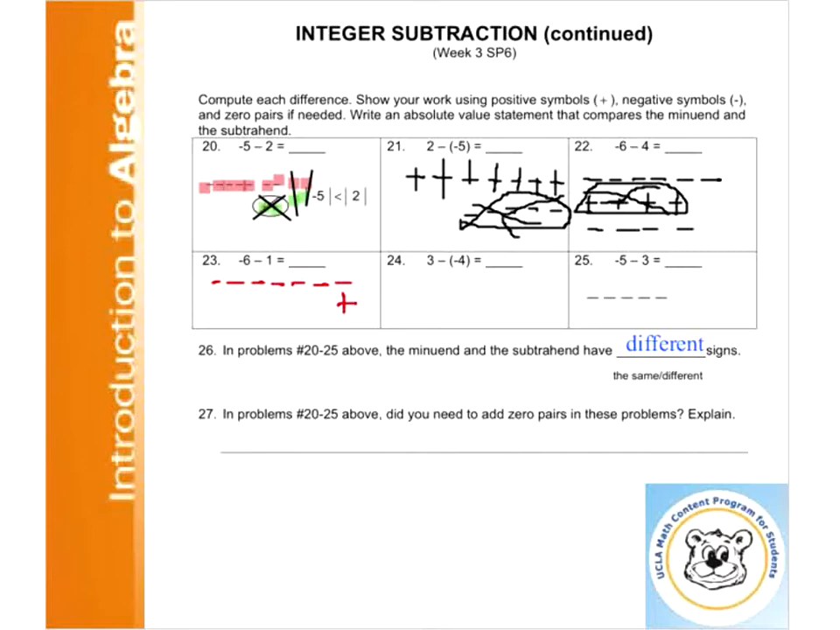All right, so for number 20 through 25, we noticed that the minuend and the subtrahend have different signs. Helen, did you have a question? Helen, is there a comment that you wanted to make?